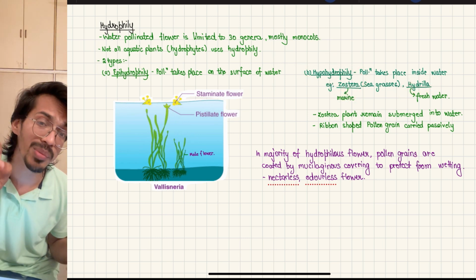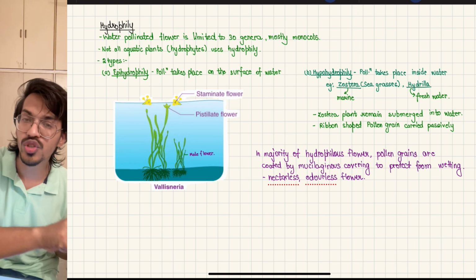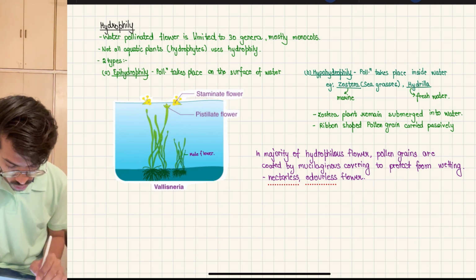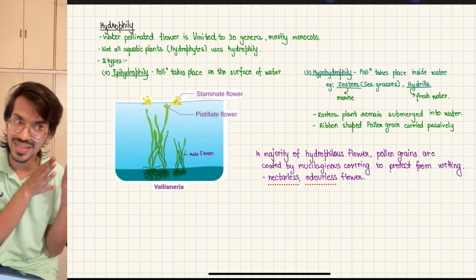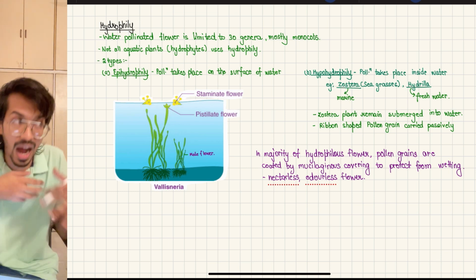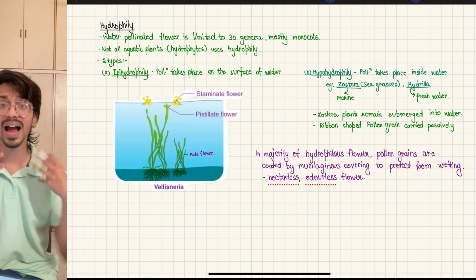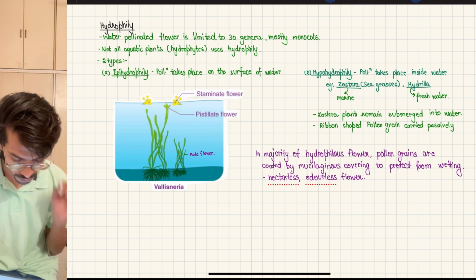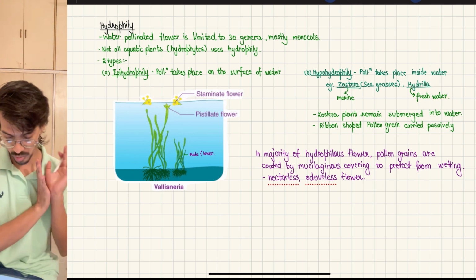In this you have to remember which is freshwater. Hydrilla is freshwater, because hydra means fresh. Zostera is a seagrass. Sea means what? Marine. It is not freshwater. That you have to remember.